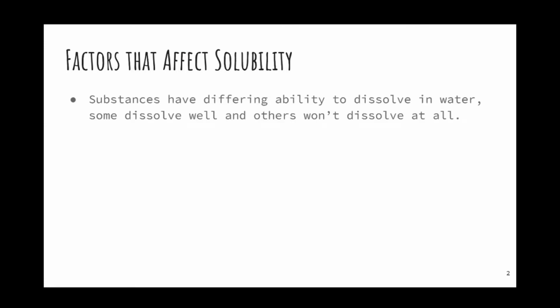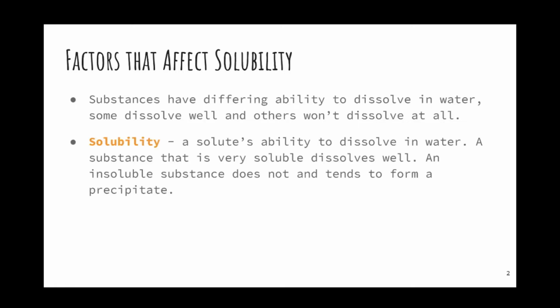Substances have differing abilities to dissolve in water. Some dissolve well, while others won't dissolve at all. Solubility is defined as a solute's ability to dissolve in water. A substance that is very soluble dissolves well, and an insoluble substance does not and tends to form a precipitate. A precipitate is a solid that will form at the bottom of your solution.